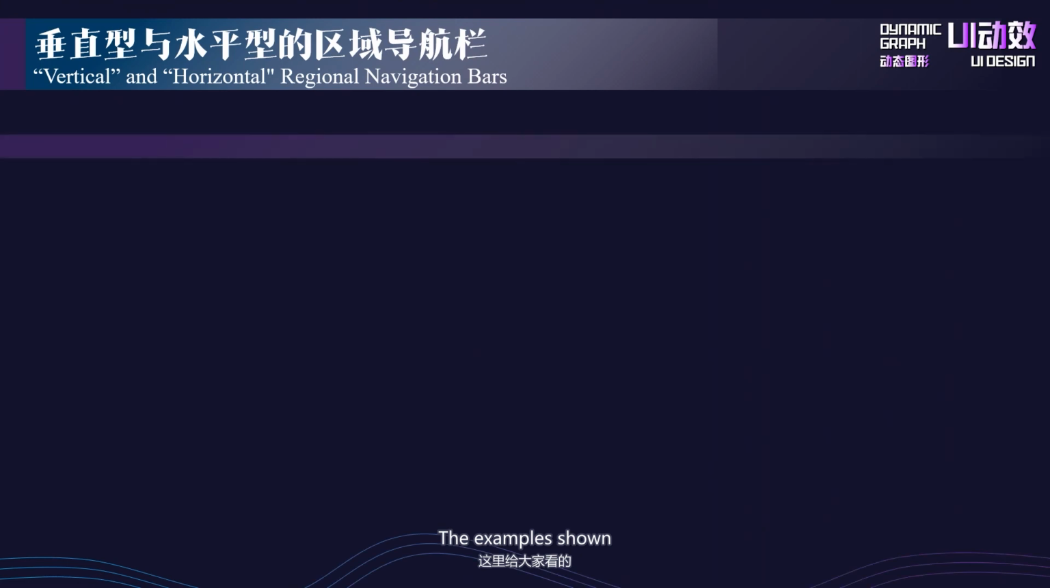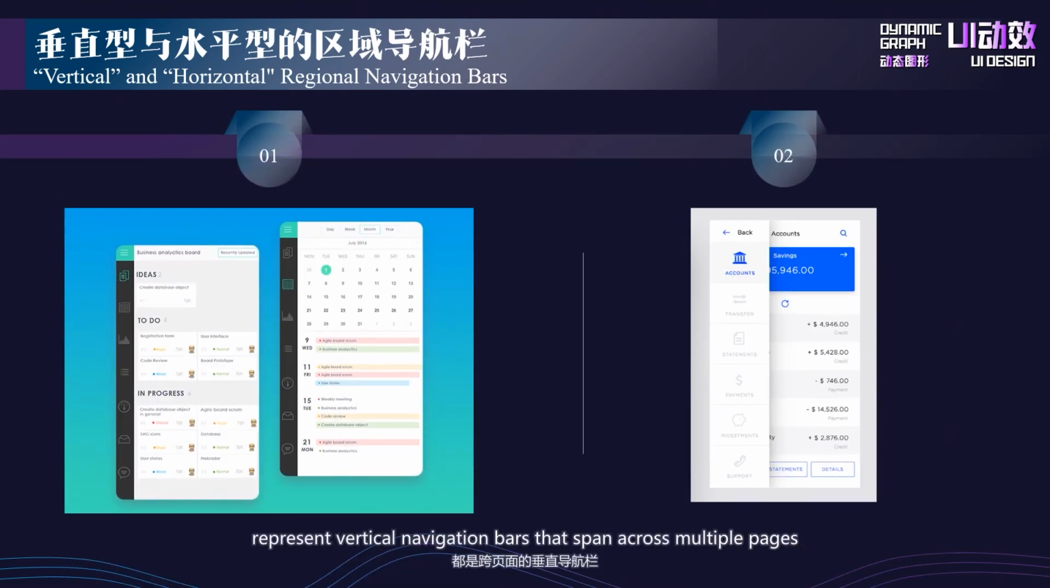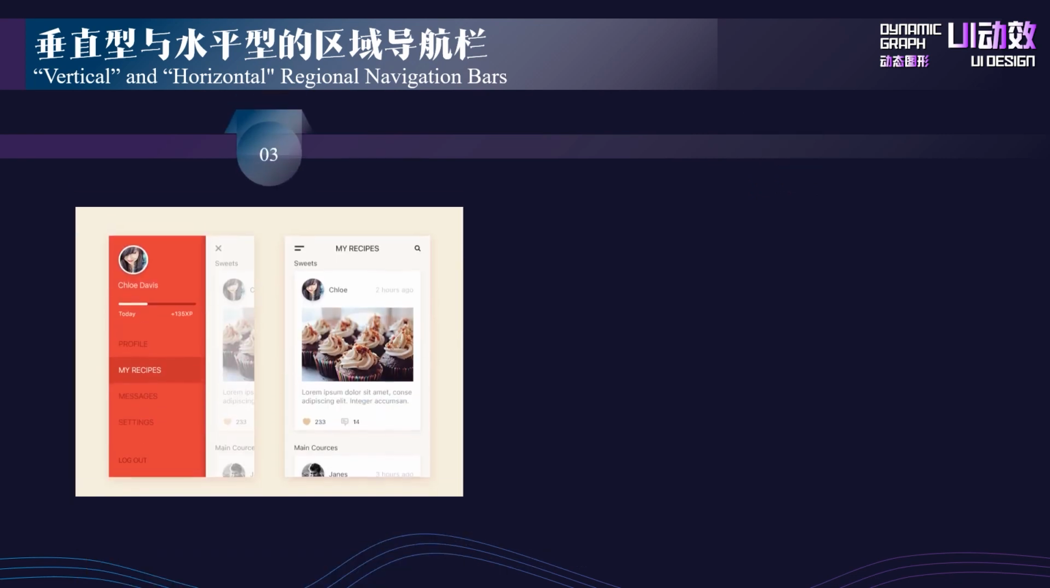The examples shown represent vertical navigation bars that span across multiple pages.